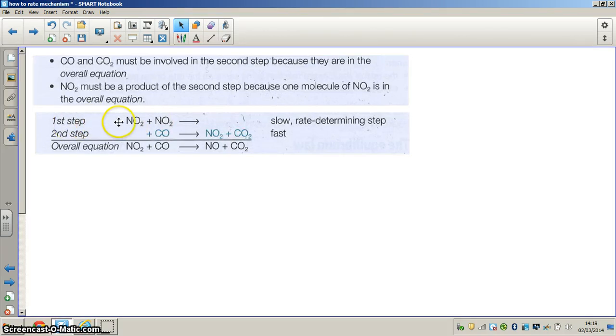Here we go. Here's our first rate determining step, the slowest, and I've added onto it basically what I've said here, which is carbon monoxide must be in this second step. Carbon dioxide must be a product in this second step because it's in the overall equation. Another product in the second step must be NO2 because we have 2 NO2s here and we've only got 1 NO2 in the overall equation, so one of the products over here must be NO2 because we want to cancel out one of these NO2s, so we only effectively have 1 on this side of the overall equation.